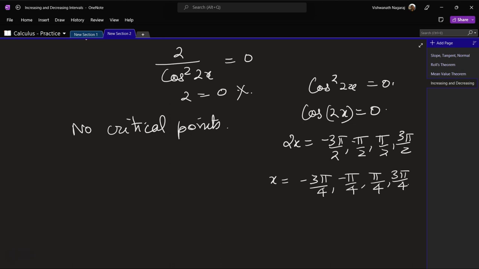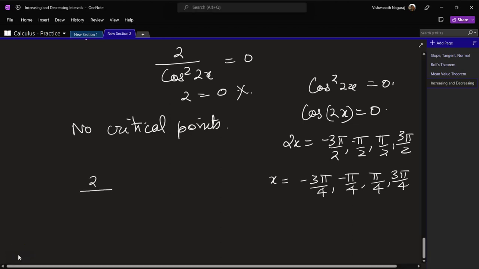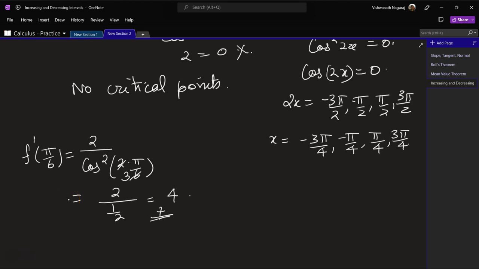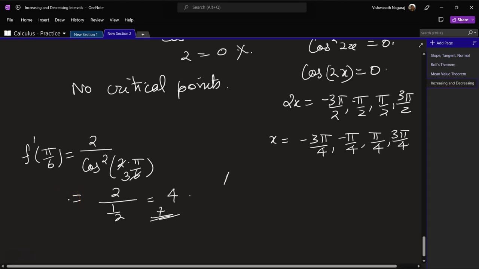So which means we take any one angle and try to figure out what the slope is, and that would be the slope throughout. Now, naturally, we can't pick any of these angles. Pi by 6. So that is f prime of pi by 6 equal to 2 cos square 2 times pi by 6, which gives us pi by 3, which gives us 2 by, now pi by 3 is what? 60 degree. So 1 by 2, which gives us 2 divided by half is 4. This is a positive number. So that means it is always ascending.